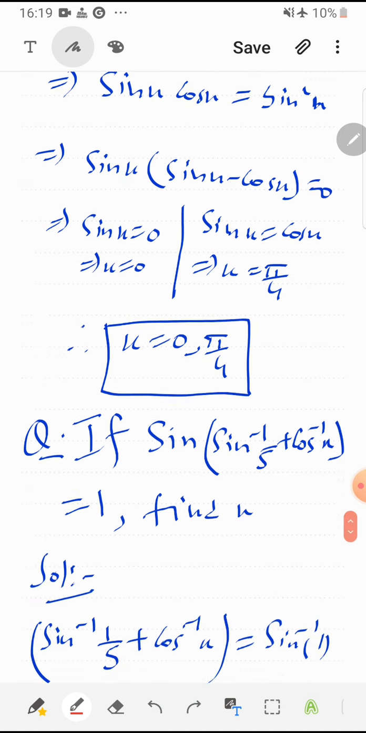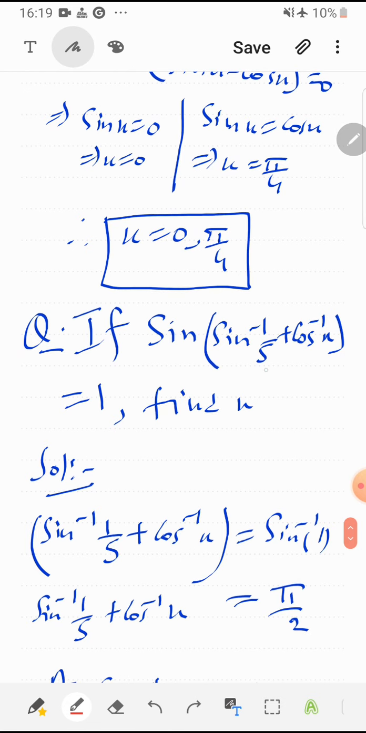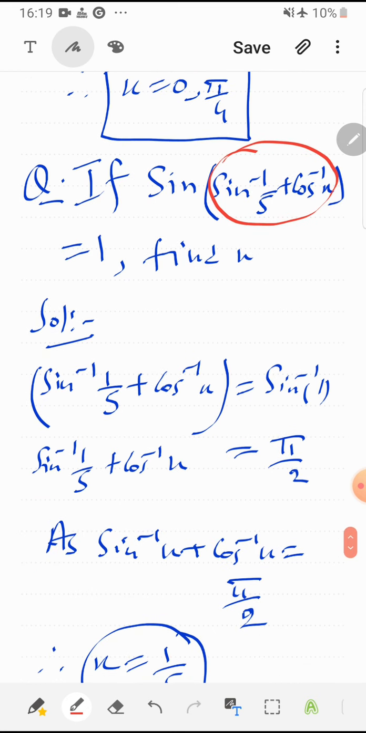Next is: if sine of (sine inverse 1 by 5 plus cos inverse x) is equal to 1, find x. Think of this whole thing as theta, so sine theta is 1, then theta is pi by 2, so we can write sine inverse 1 by 5 plus cos inverse x is equal to pi by 2, and by comparing, x is equal to 1 by 5.